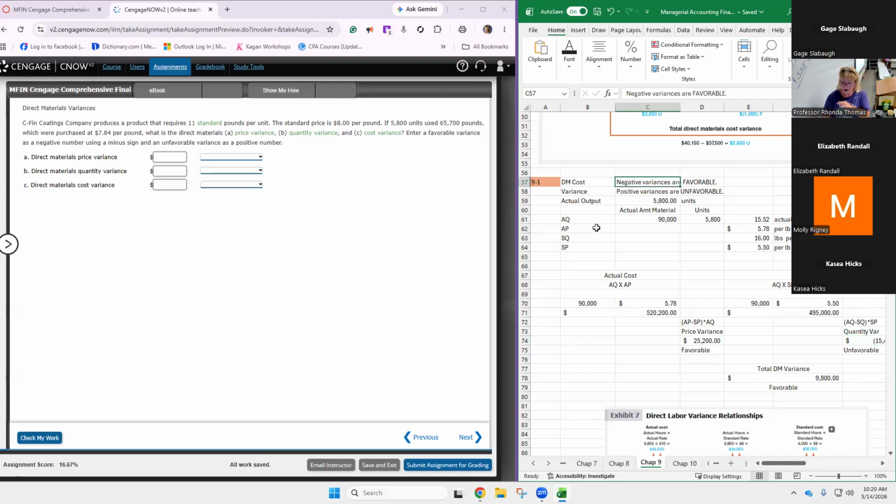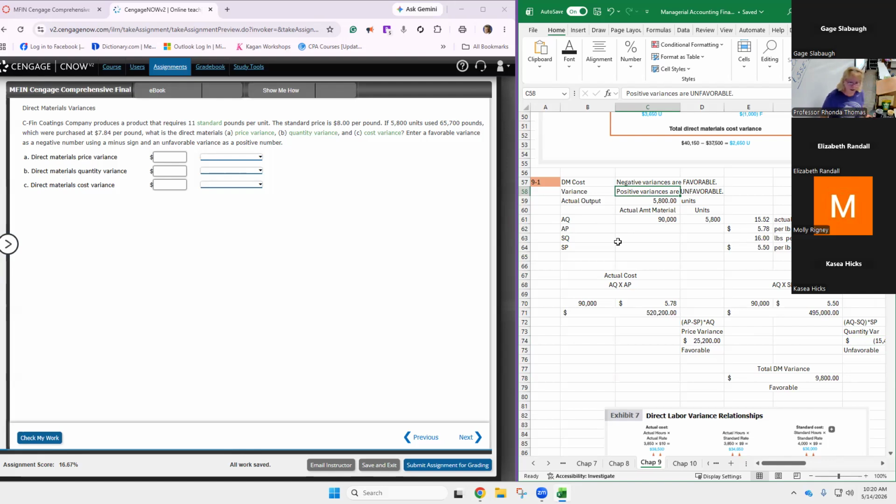Remember, negative variances are favorable. Positive variances are unfavorable. And that was something that I had to get over because I was taught the other way around, but that's okay. Put on a different hat.